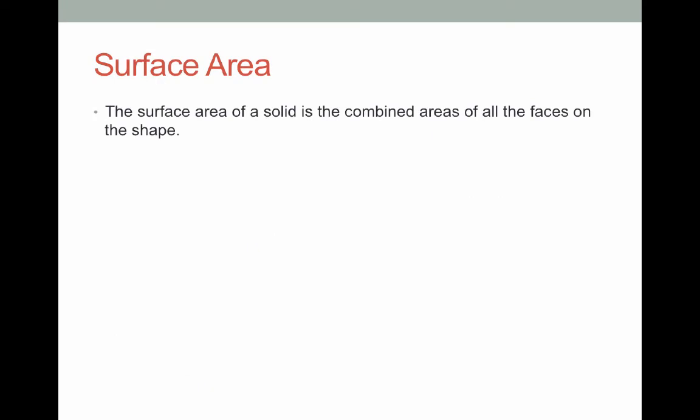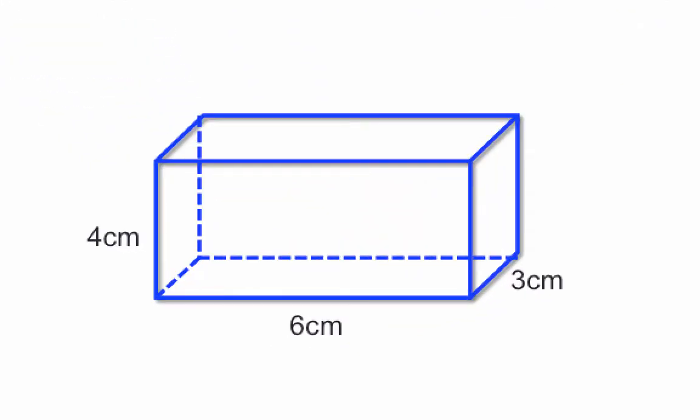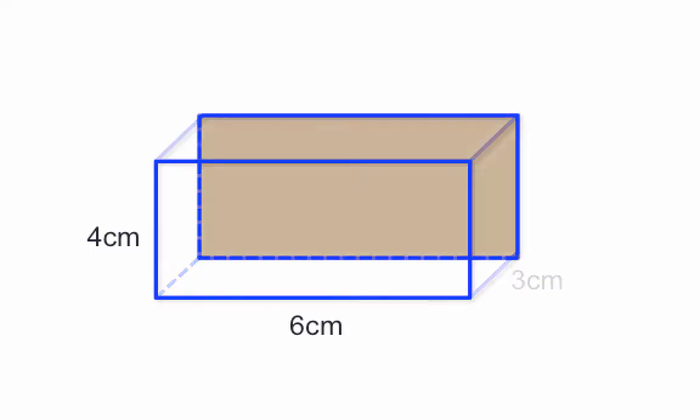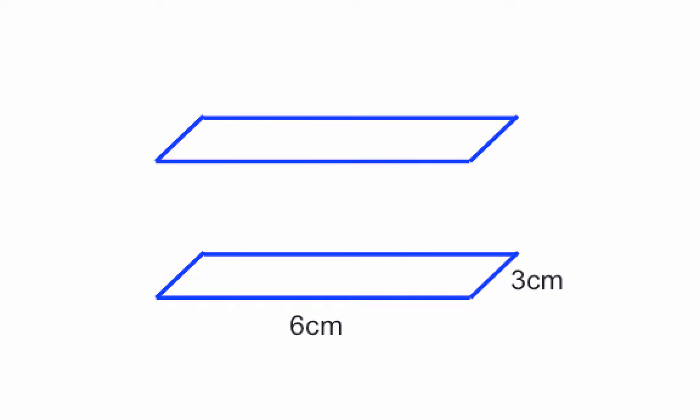The surface area of a solid is the combined areas of all the faces on the shape. The shape below consists of 6 faces. This is a rectangular prism. Some of the faces of a rectangular prism are exactly the same as each other. For example, the front and the back rectangles are both 6 by 4 rectangles. The two side rectangles are 3 by 4 rectangles. And the top and bottom rectangles are both 6 by 3 rectangles.